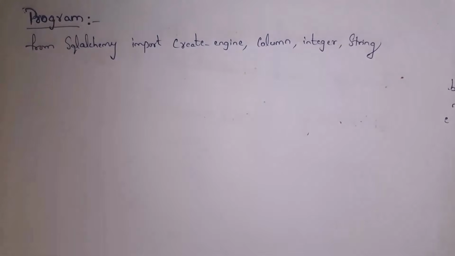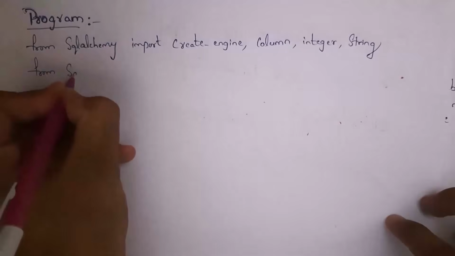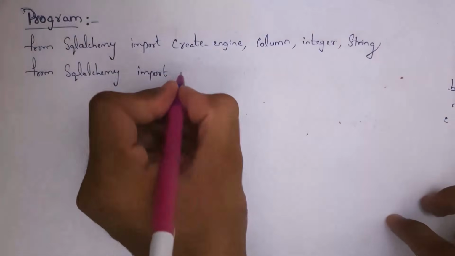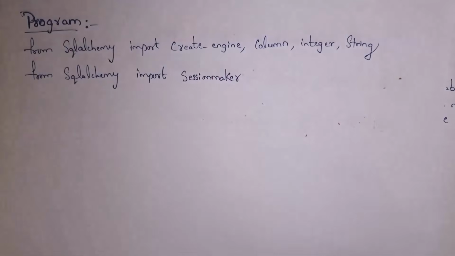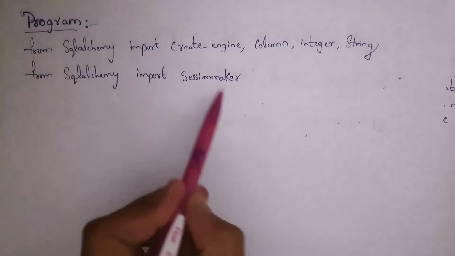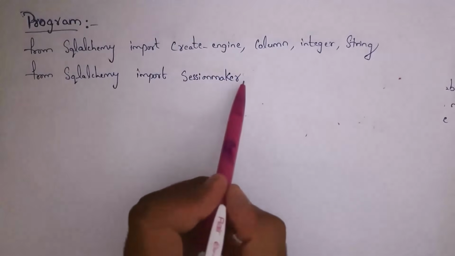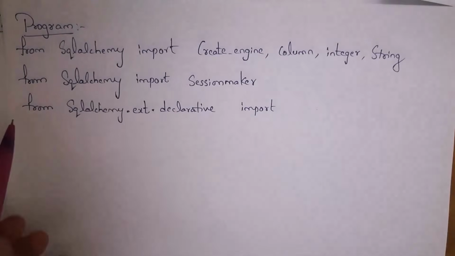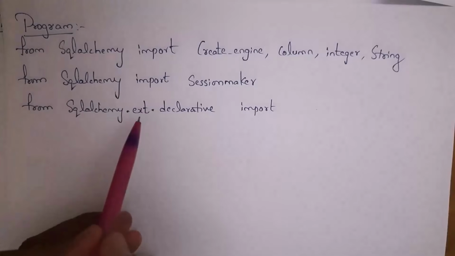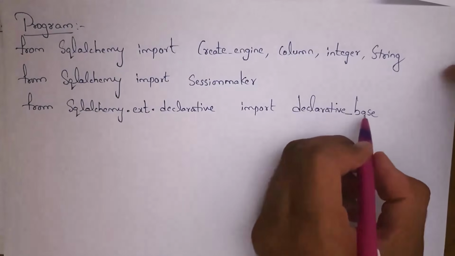This is the first step. And the second step is from sqlalchemy import sessionmaker. By using the create_engine function we can create an engine, and by using this engine we can connect to the database. In order to connect to this engine we need sessionmaker. By using the sessionmaker function we can connect to this engine. And the third step is from sqlalchemy.ext.declarative import declarative_base.